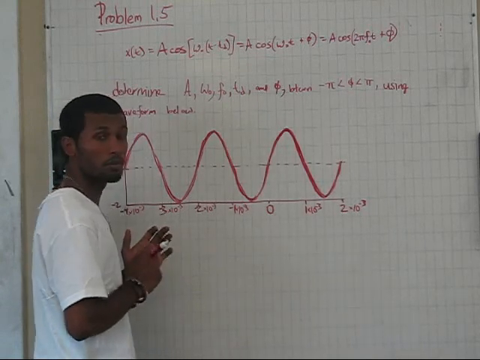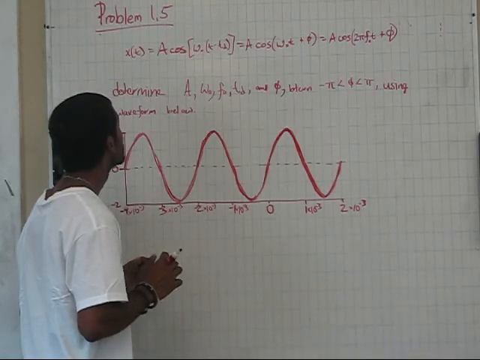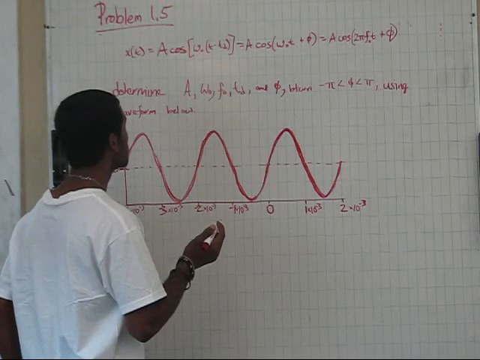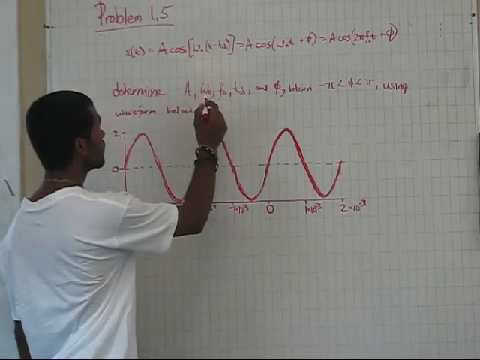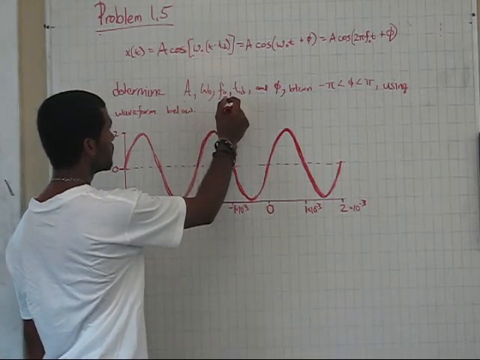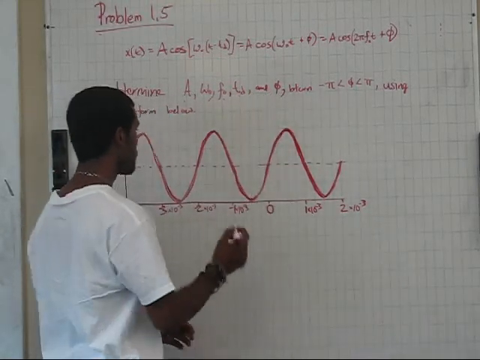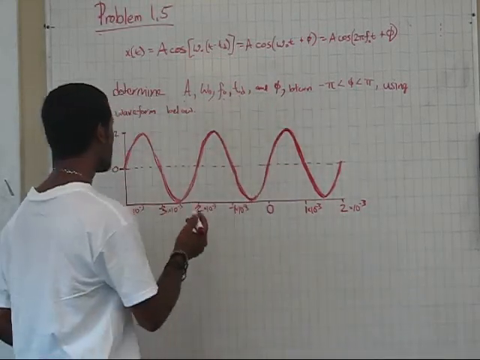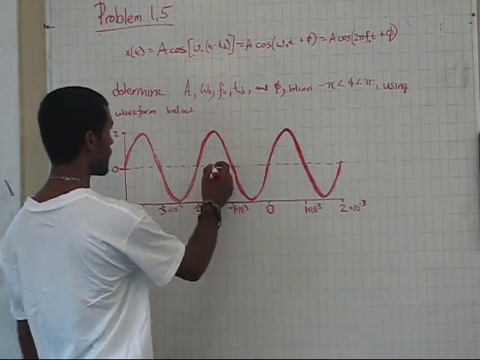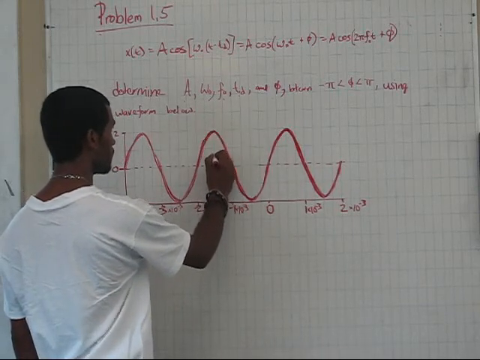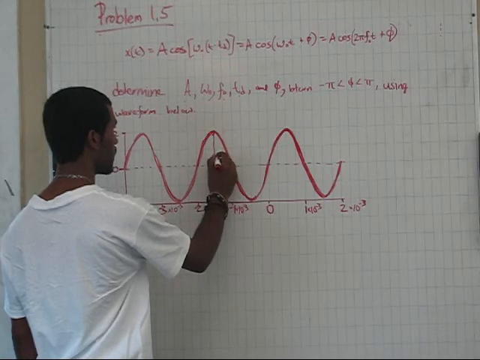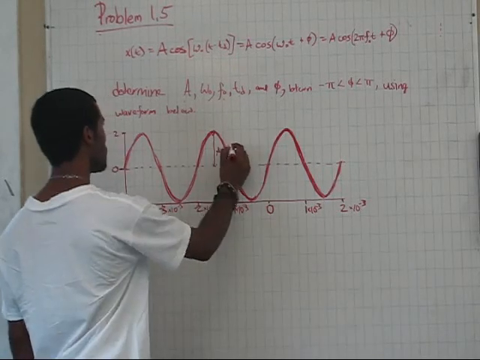So this is a simple problem. First step to do is you have to determine alpha, omega naught, fundamental frequency, and the time delay, and the phase shape. So first thing you do looking from the graph is basically you have to figure out the amplitude, which is the highest peak. So anywhere from here to here, this will be your A, which in this case is 2.